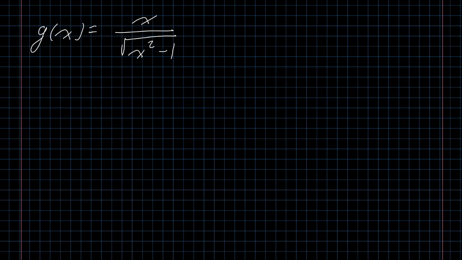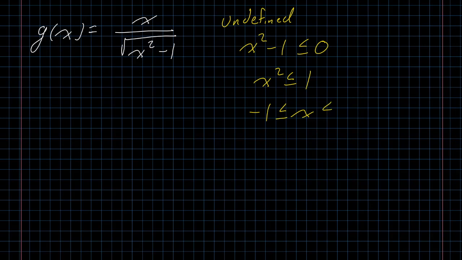We need to be able to analyze quickly that this is undefined when x squared minus 1 is less than or equal to 0. It will only be defined when x squared minus 1 is greater than 0. Right. So we know that weird things are going to happen on this interval between -1 and 1. The function will not be defined. It will only be defined outside.